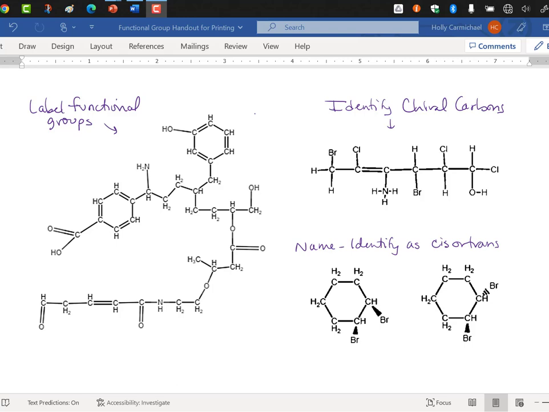Okay, so in this one, the big molecule over on the left side, we're labeling functional groups. I did give you this handout, and this one you keep. It's pretty much identical to the laminated one that you'll have on your test, so this way you've got one to refer to. Looking at this molecule, can you tell me one of the functional groups that you see?